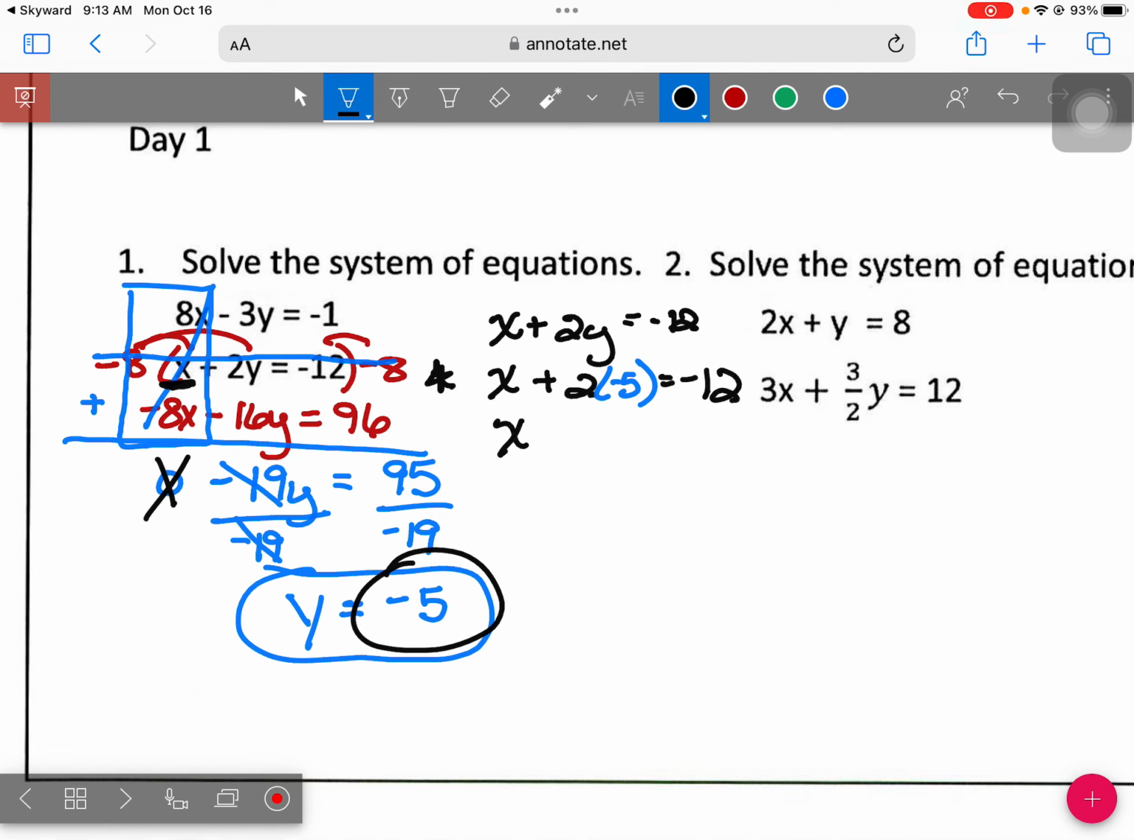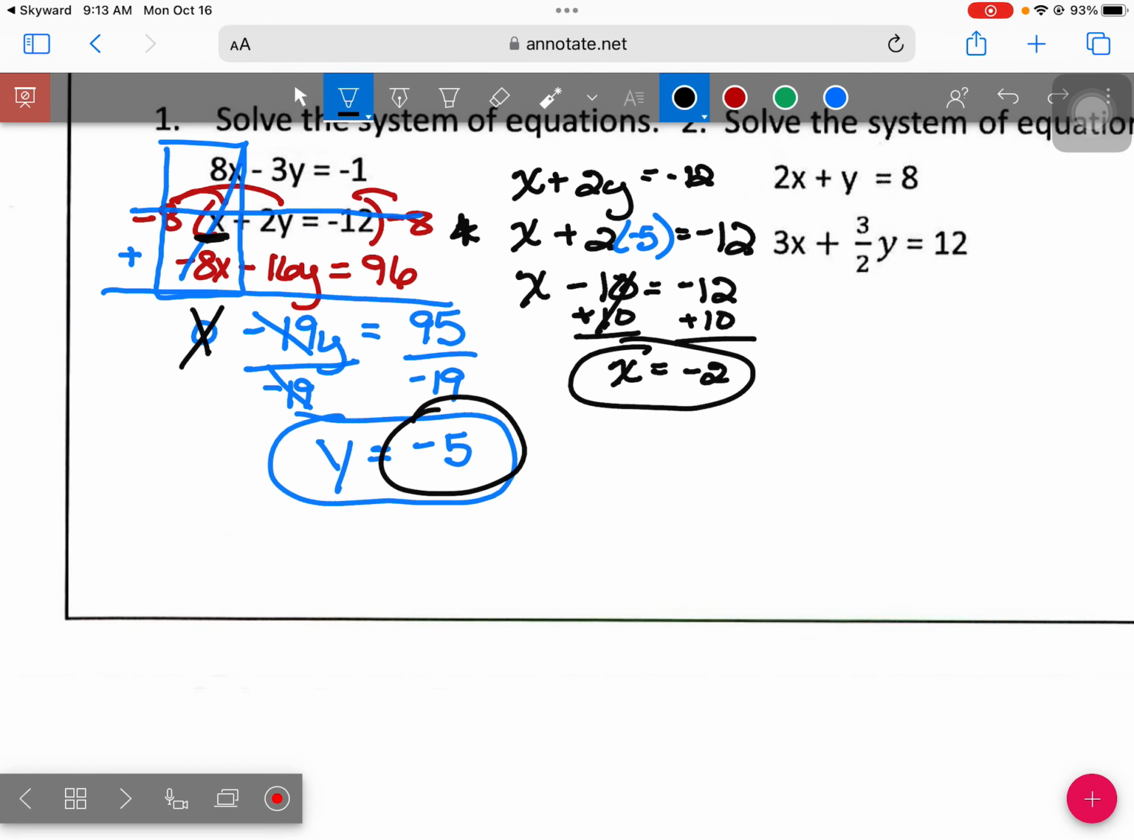So x plus 2 times negative 5 is minus 10, or a negative 10, equals negative 12. Add 10, add 10. 10s cancel out, and x is equal to negative 2.